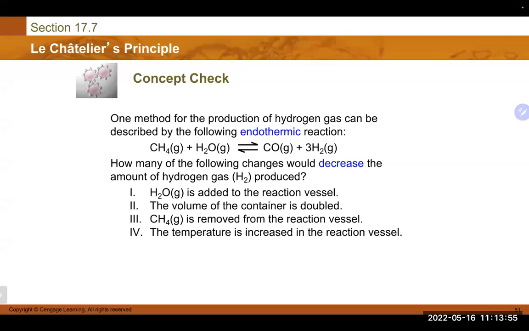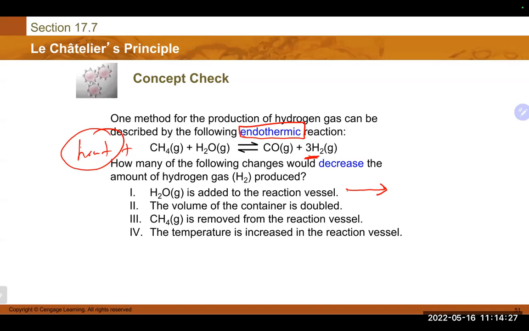One method for production of hydrogen is in this reaction. So first off, it is endothermic. So if we add some more water, which in this case would cause the equilibrium to shift to the right, and thus would actually be increasing the amount of H2. So that would not be good.